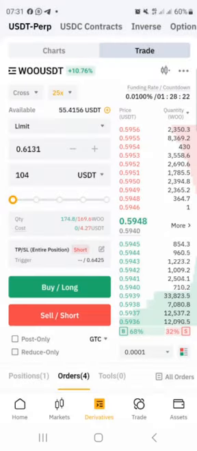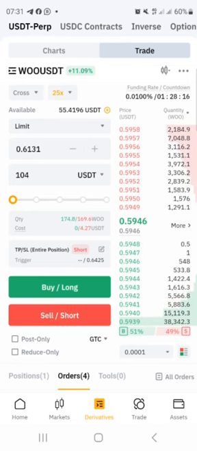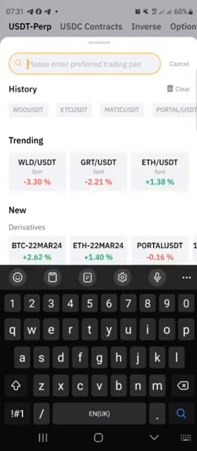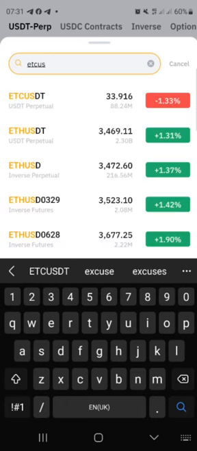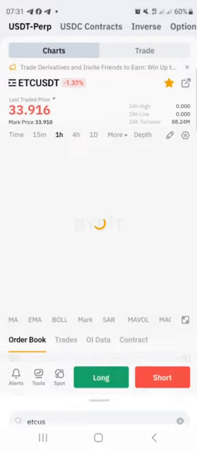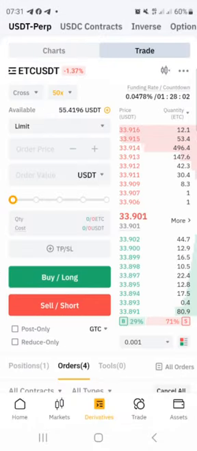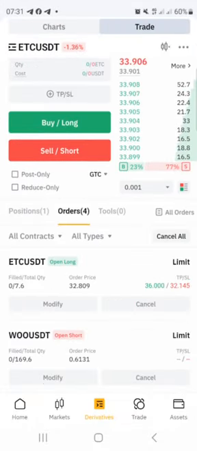So that's it. So we're going to go to the next trade, which is the ETC long. This was a short trade. We're going to go to ETC long. So come here, change this to ETC USDT. You can see the USD perpetual. So we click on it, go to trade. You can see this order.